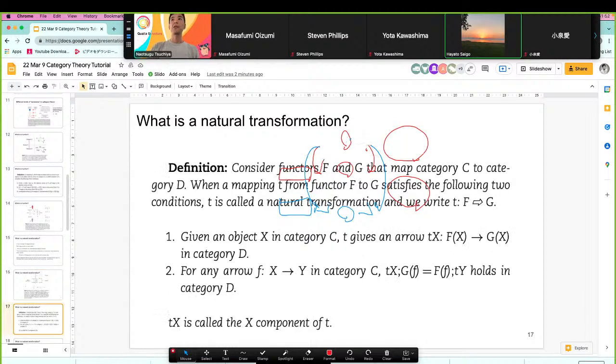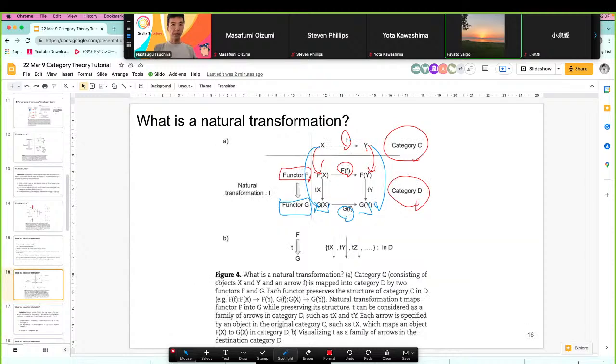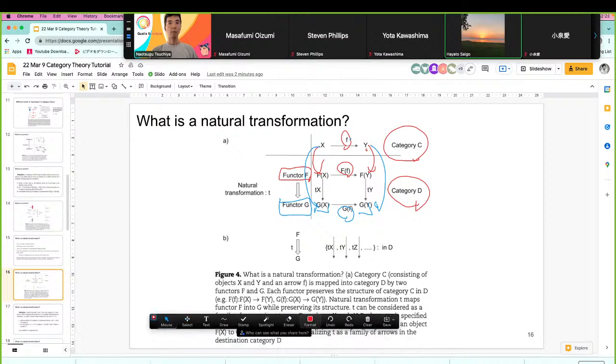And then coming back to here, what are the two conditions? The first condition is that given an object X in category C, T gives an arrow T of X, F of X to G of X in category D. What it means is that here, if you have X in category C, then you have this F of X through functor F and the G of X through functor G. And then T is this one, the relationship between these.